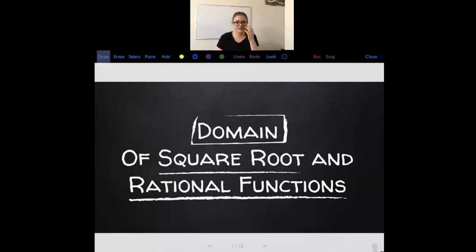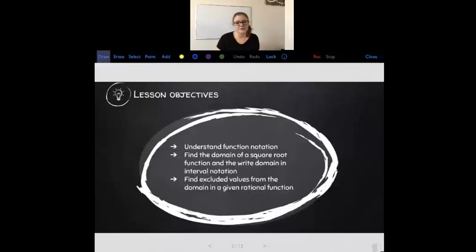In this lesson, we're going to go over domain of square root and rational functions. First, we'll understand and talk a little bit about function notation. We'll understand what domain is, and then we'll find the domain of a square root function and write that in interval notation. And then for rational functions, we'll find out what the excluded values from the domain are.